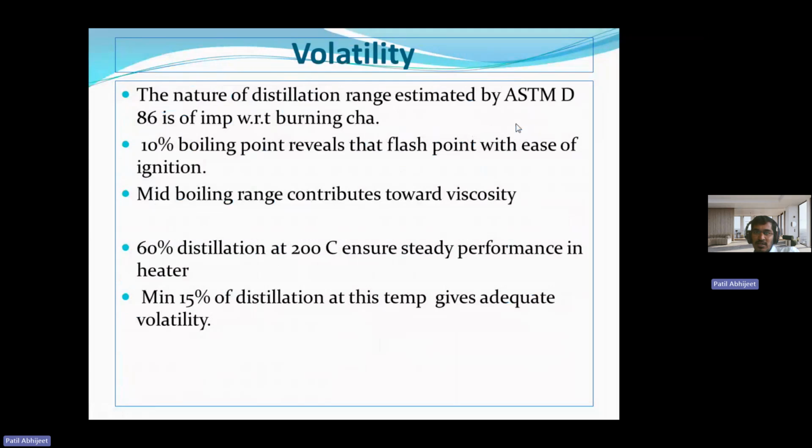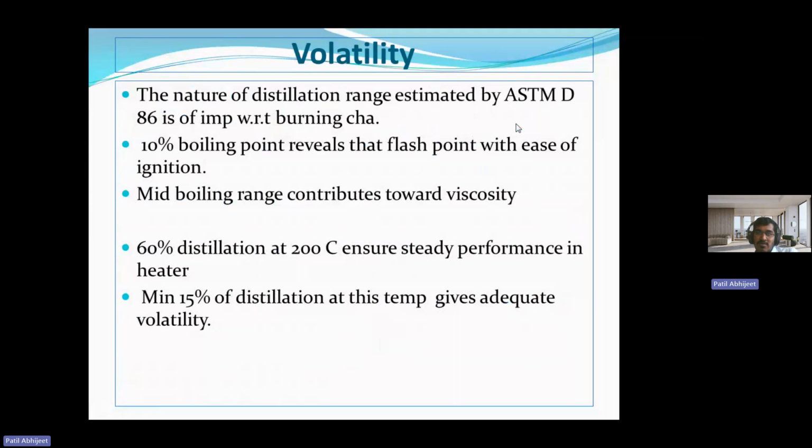Now we will move to the next property, that is volatility. Everyone is aware of volatility. The lower the boiling point, the higher the volatility, correct? Now, the nature of distillation depends upon ASTM D86, which is an important characteristic, what we call the burning characteristics of the fuel. In this test of volatility, the percent of distillation is characterized with the burning of the fuel, and it is measured as per the ASTM D86 test.